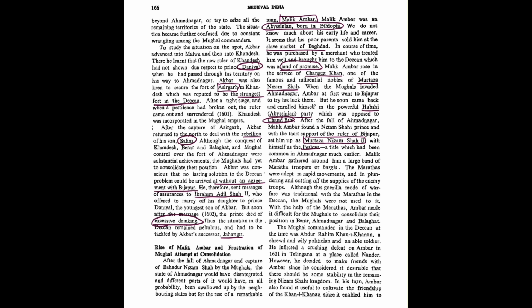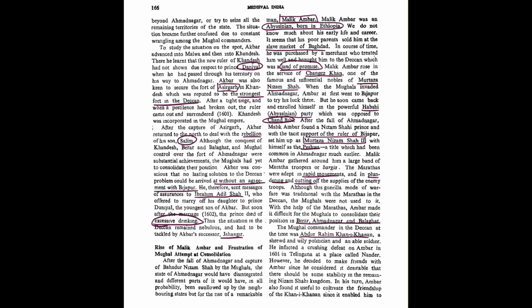The Marathas were adept in rapid movements and in plundering and cutting off the supplies of the enemy troops. Although this guerrilla mode of warfare was traditional with the Marathas in the Deccan, the Mughals were not used to it. With the help of the Marathas, Ambar made it difficult for the Mughals to consolidate their position in Berar, Ahmednagar, and Balaghat. The Mughal commander in the Deccan at that time was Abdul Rahim Khan-i-Khanan, a shrewd and wily politician and an able soldier.